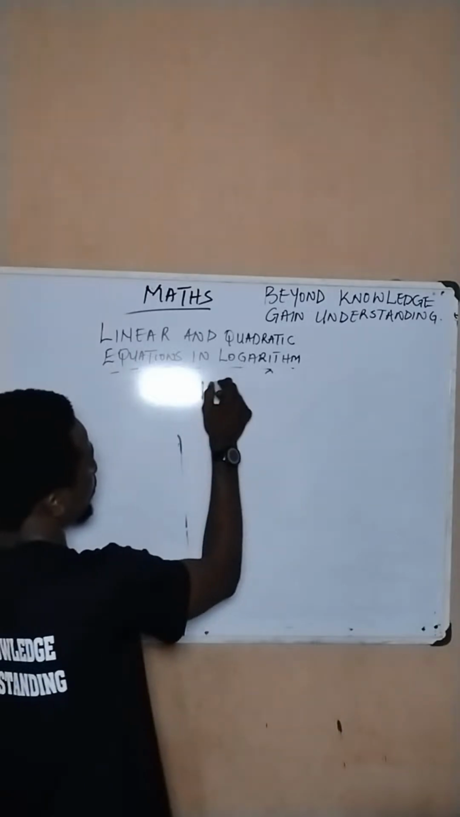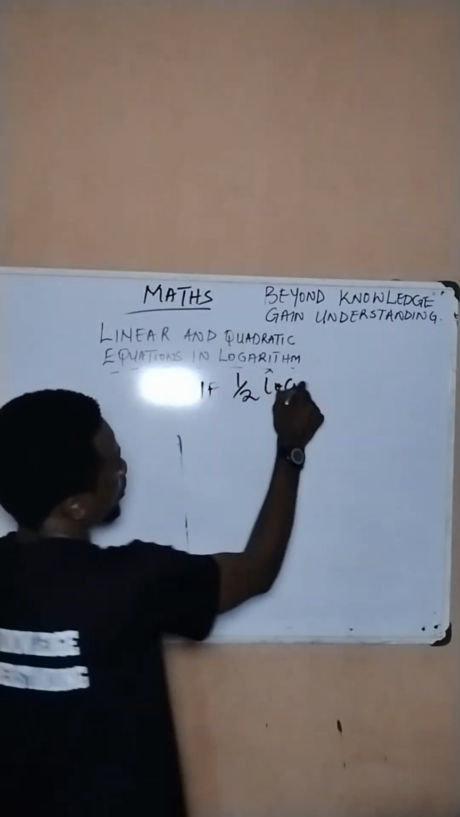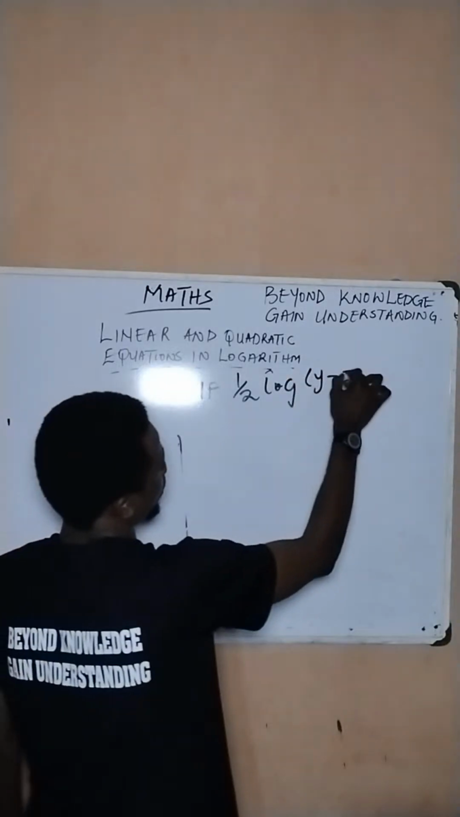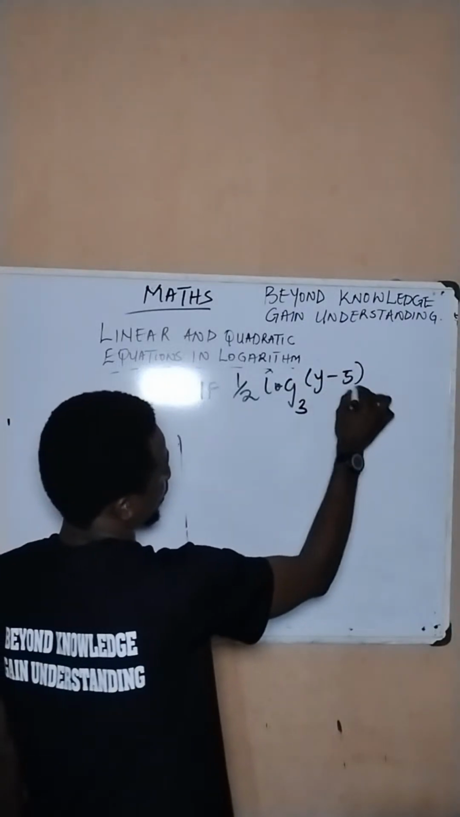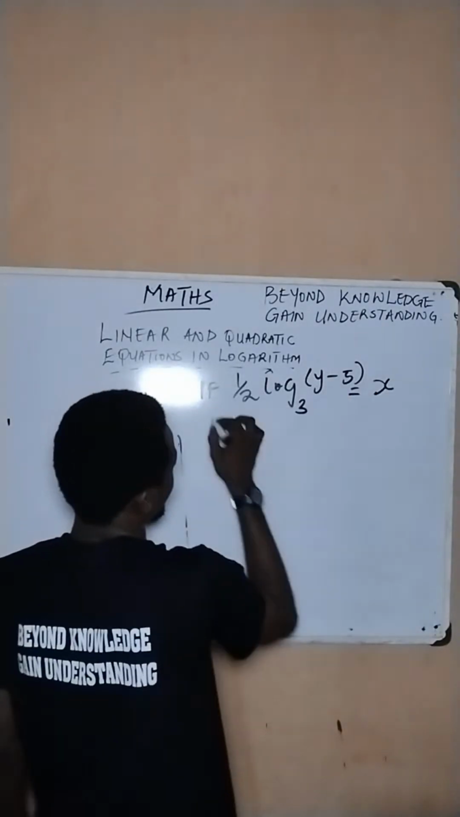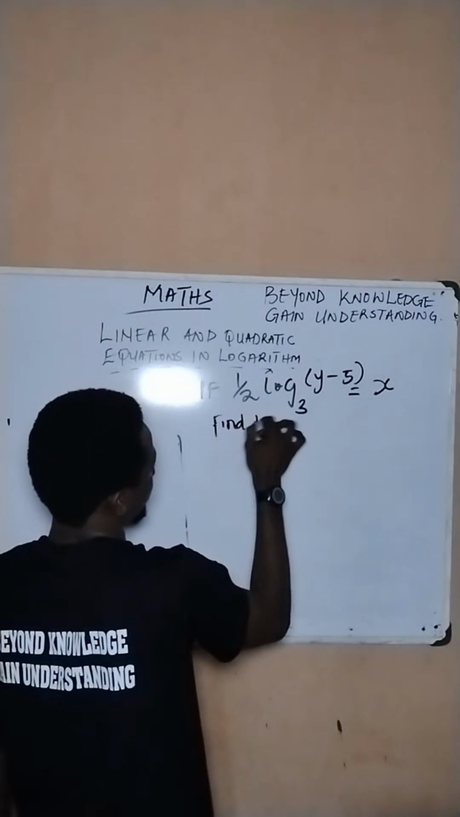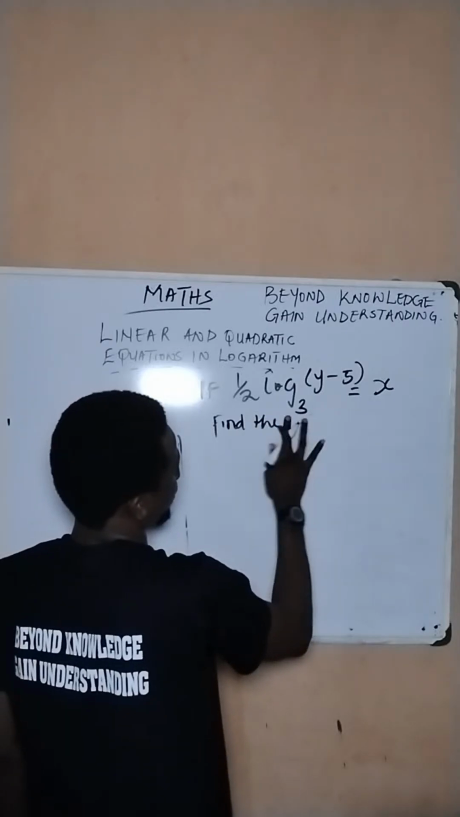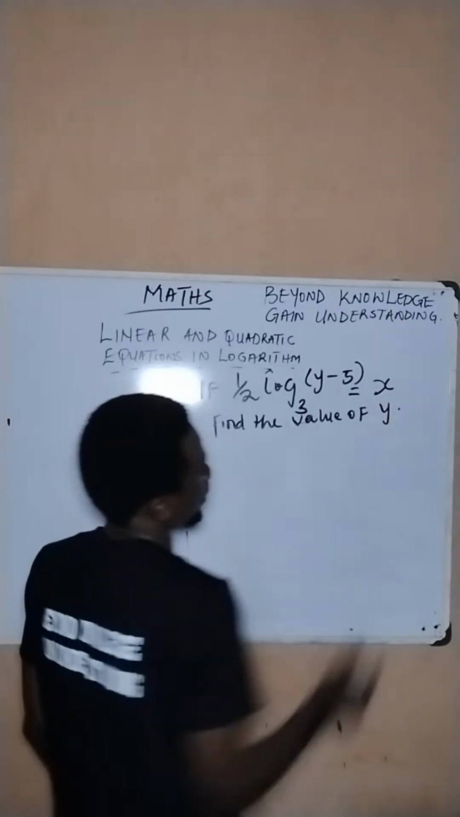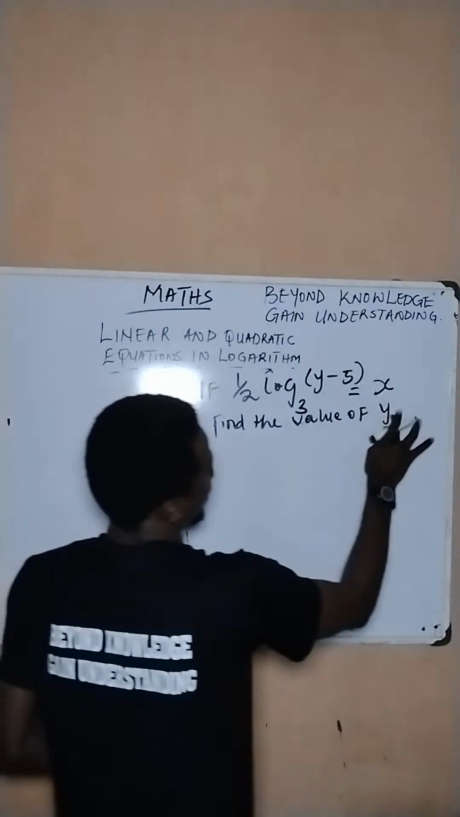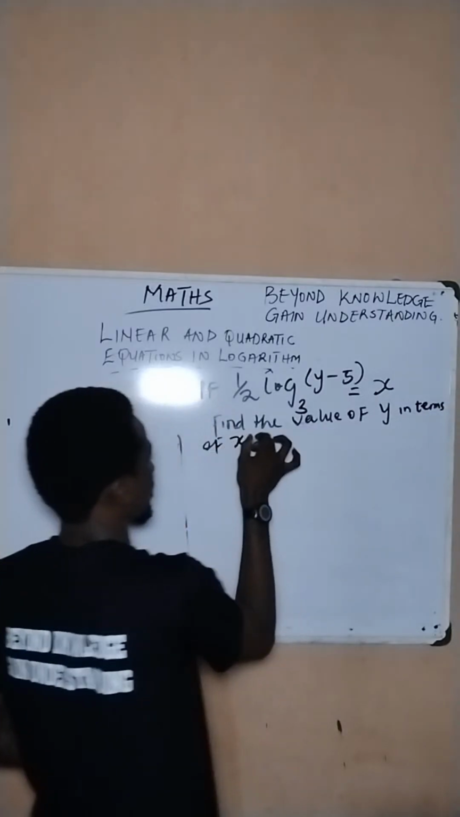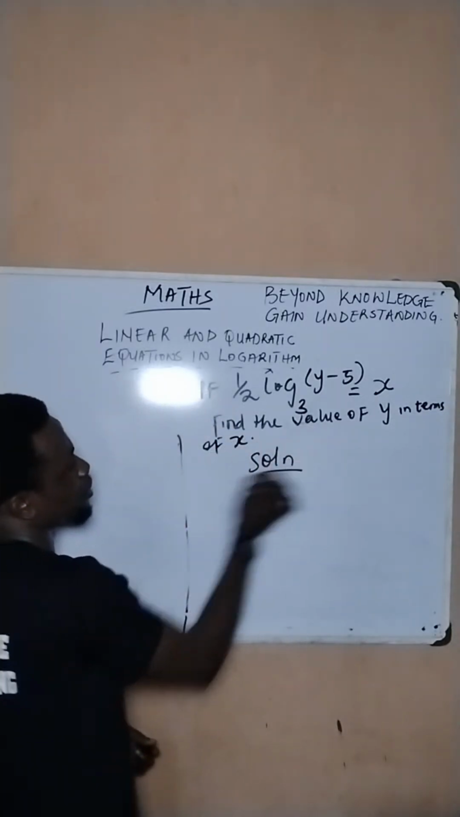If 1/2 log of y minus 5 to the base of 3 is equal to x, find the value of x. Sorry, find the value of y in terms of x. So let's go and solve this problem together.